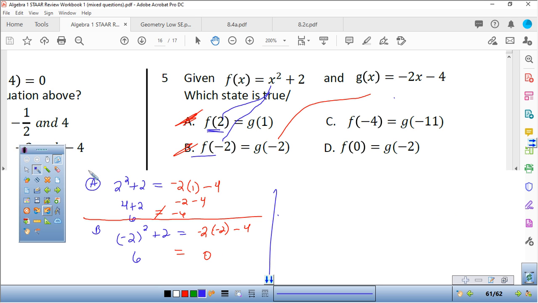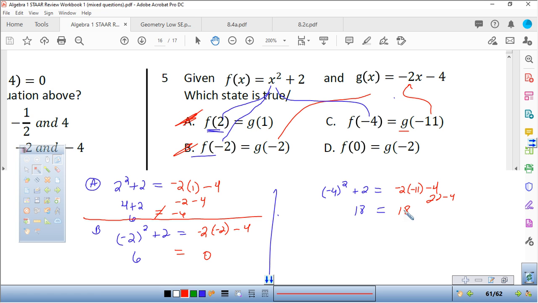Let's try, maybe I may move that down. Plug in this one right here. So I'm going to go to negative 4 squared plus 2. Is that equal to plugging in, since that says g, going in here, plug in that one right there: negative 2 times negative 11 minus 4. 16 plus 2, 18. Is that equal to 22 minus, oh, that is 18. Check, that's my answer. Super sweet, good answer. Good question, good stuff there.